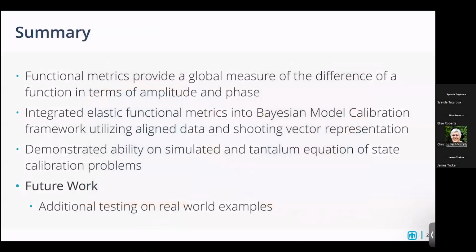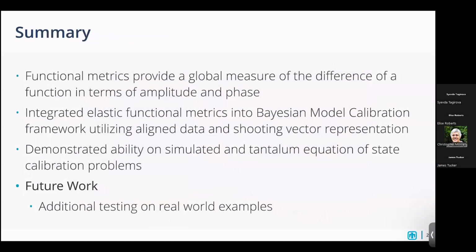So in summary, what we've done here is we have functional metrics. They provide a global measure of the difference of function in terms of their amplitude and phase. And so it's really critical, when you have data that has this variability, that you characterize it correctly. And so we've been able to integrate these elastic functional metrics into the Bayesian model calibration framework using this aligned data and the shooting vector representation.